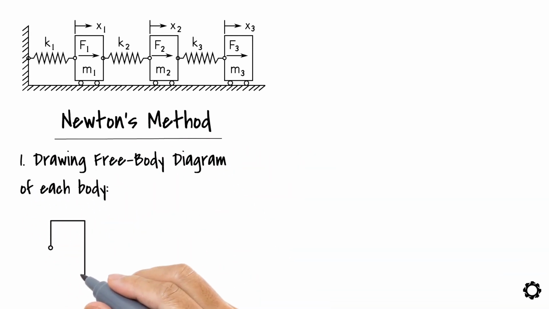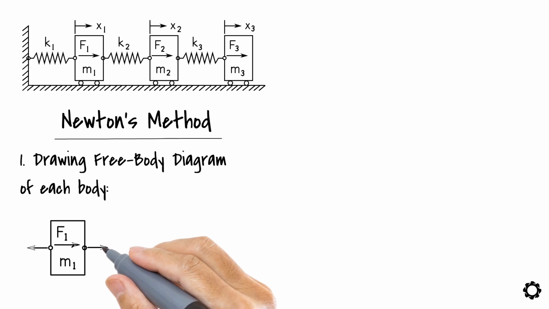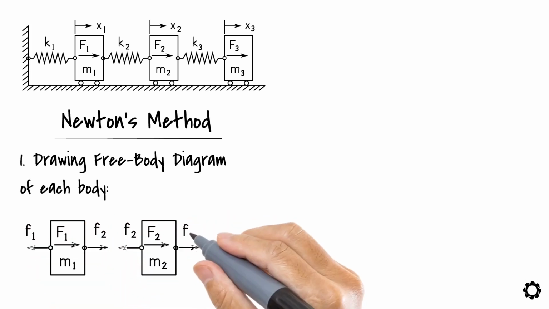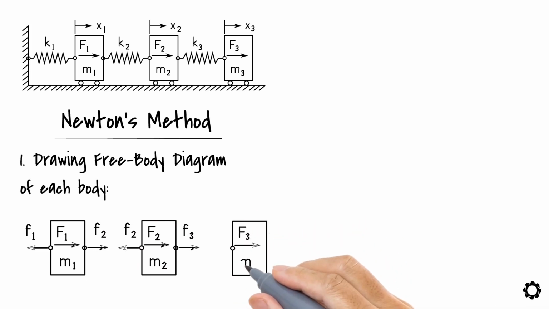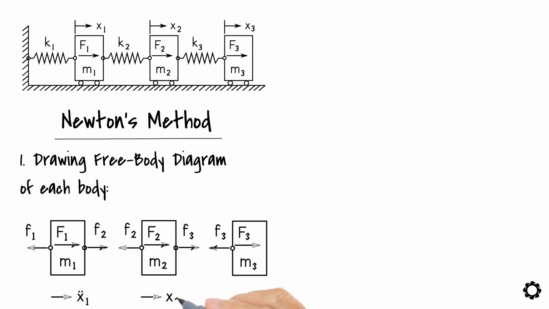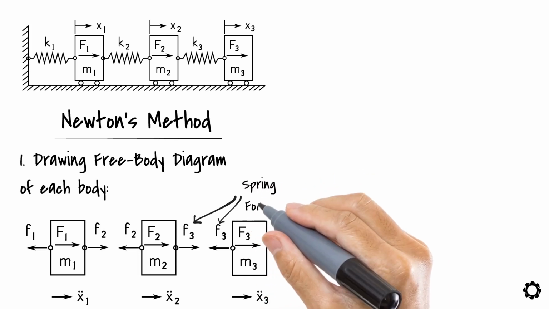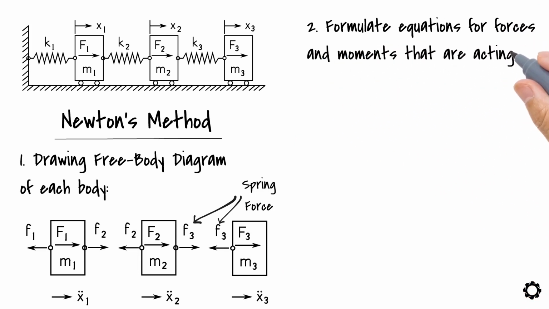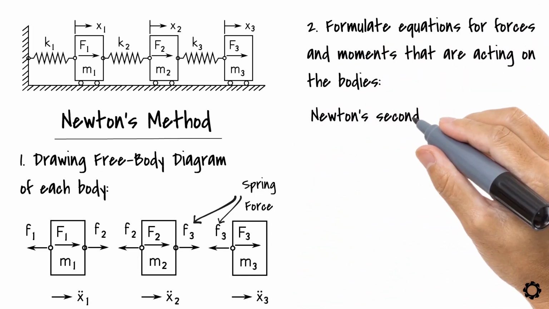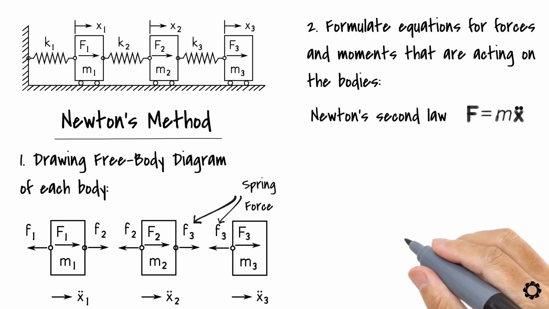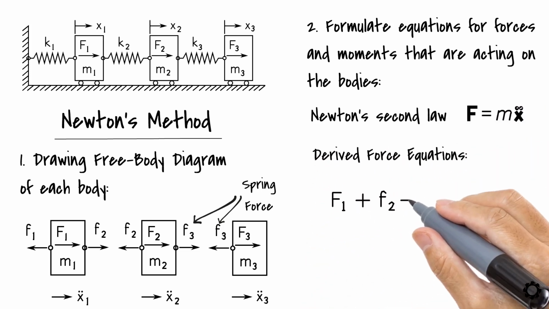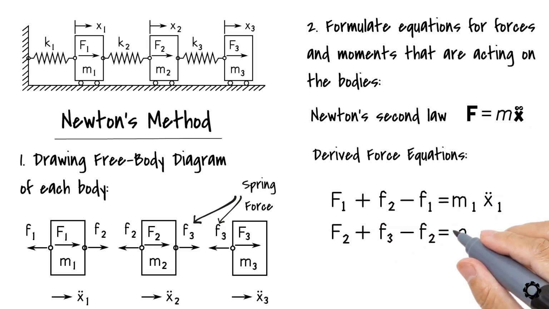So if we would have a system that consists of three separate bodies that can only translate in the horizontal direction, each one of them introduces 1 degree of freedom into the system. So we should draw a corresponding free body diagram for each one of the bodies. After we have drawn the free body diagrams, the next step is to formulate equations for forces and moments that are acting on the bodies based on Newton's second law, which is also the core of Newton's method. Again, since we have 3 separate bodies, we also have 3 separate force and moment equations for the system.